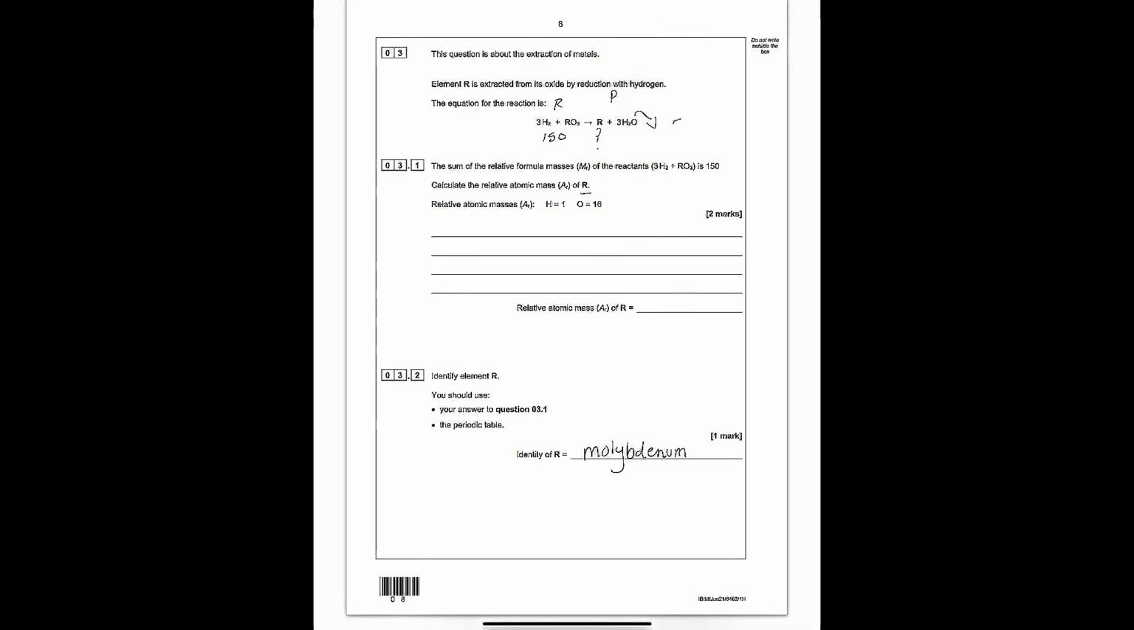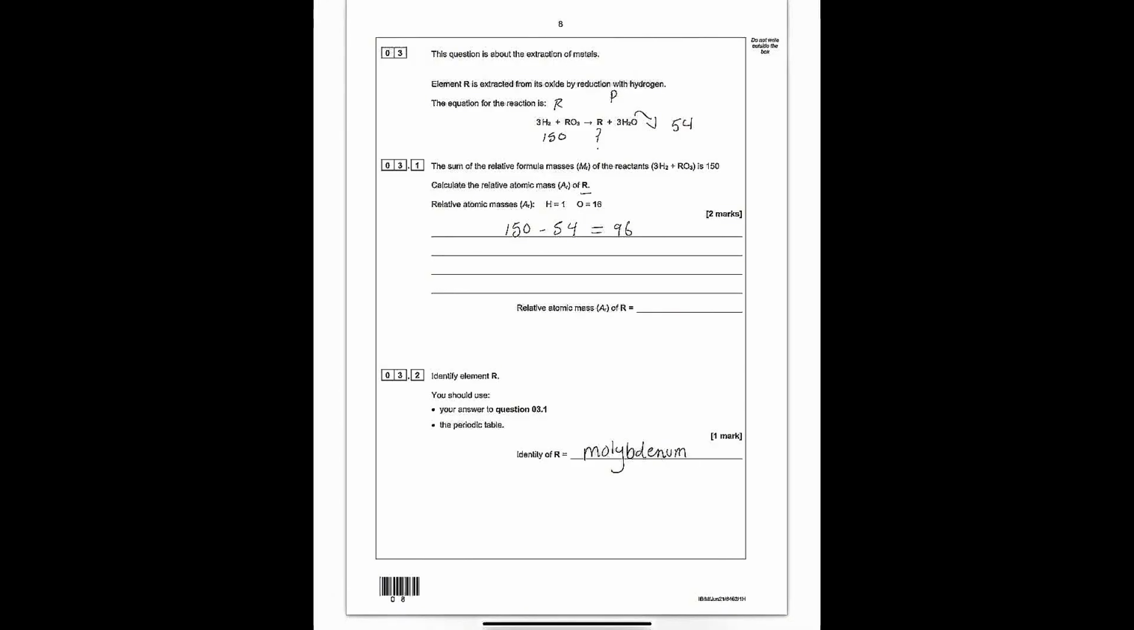I've already calculated this. So all we have to do is 150 take away 54, and that's going to give us an answer of 96. Okay. So that is the relative atomic mass for the element R.